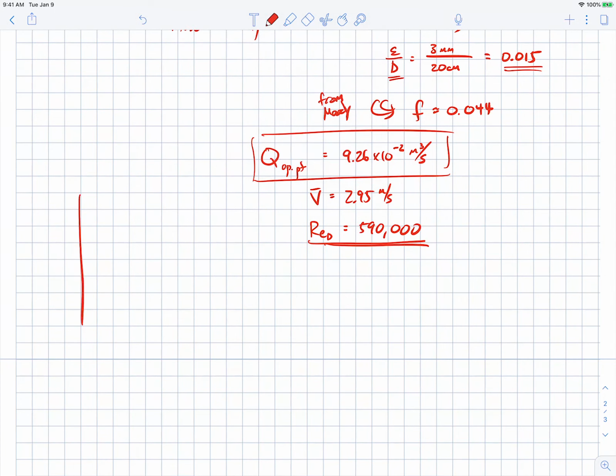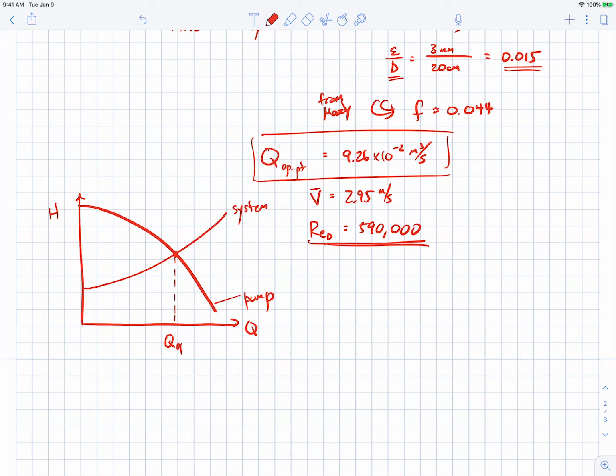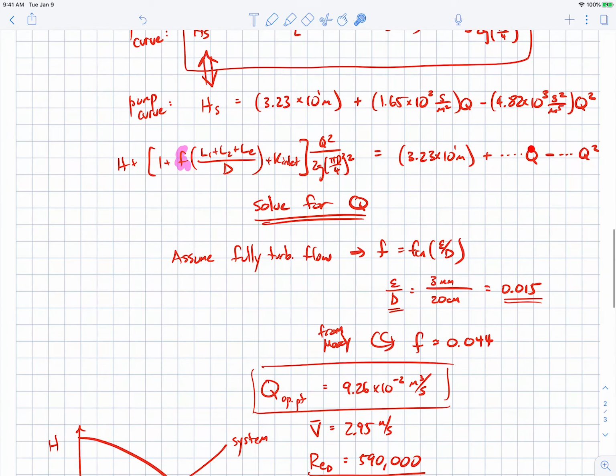So here's our head rise versus volumetric flow rate curve. Let's say this is our pump curve. And then our system curve looks something like this. And our operating point, of course, would be right there. It's where the two match one another. That's exactly what we did. What I've shown here graphically is exactly what we did right here.